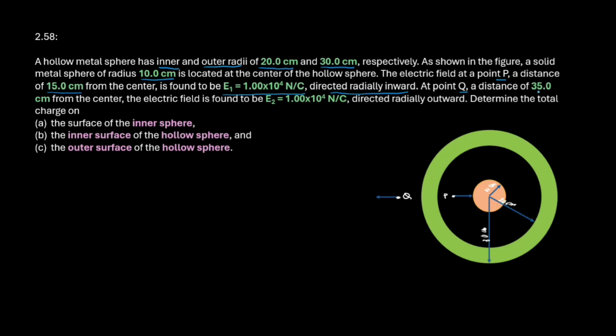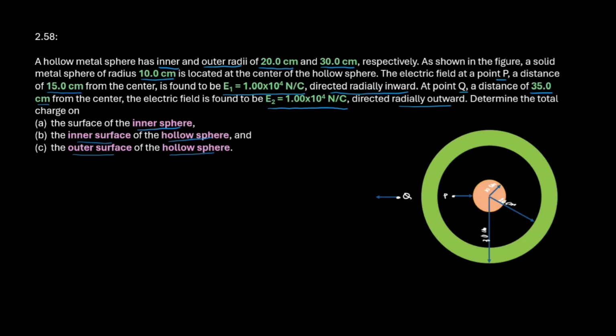At point Q, a distance of 35 cm from the center, the electric field is found to be E2 equals 1 times 10 to the power 4 Newton per coulomb, directed radially outward. Determine the total charge on the surface of the inner sphere, inner surface of the hollow sphere, and outer surface of the hollow sphere.